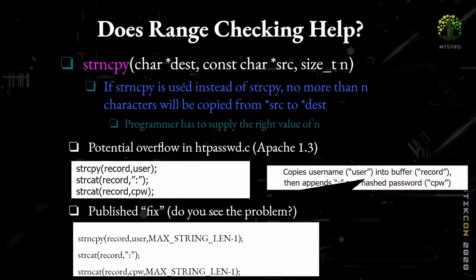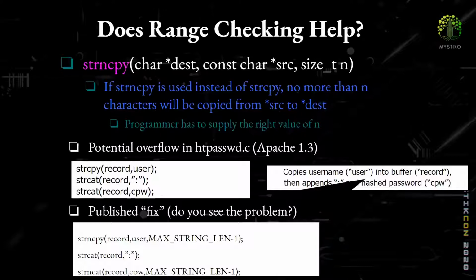Now we'll talk about a potential overflow vulnerability that occurred in Apache 1.3 in a particular file known as htpasswd.c. The overall structure of the code where the vulnerability existed was something like strcpy(record, user), strcat(record, ":"), and strcat(record, cpw). Can we see the vulnerability here? It copies the username pointed to by user into the buffer record and then appends a colon and the hashed password cpw.